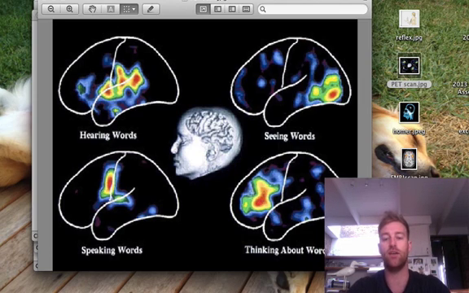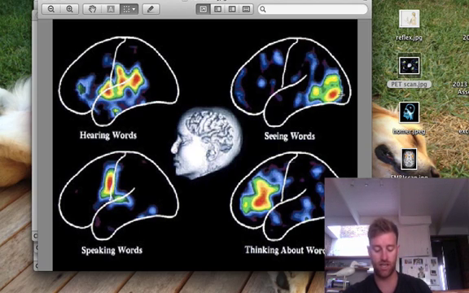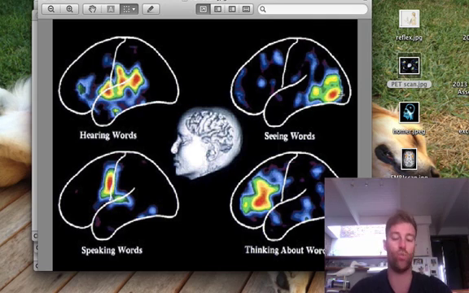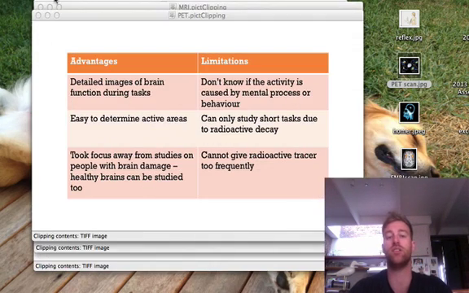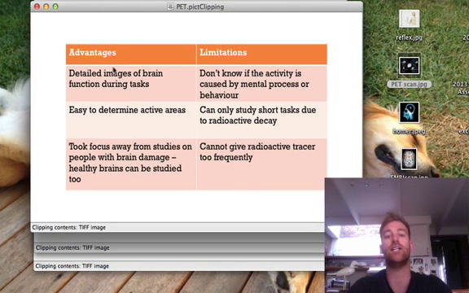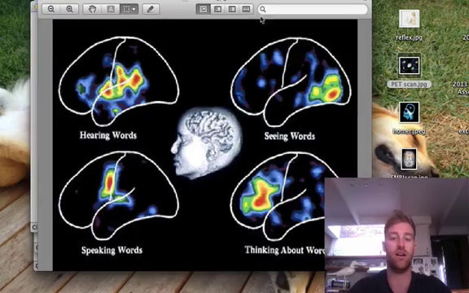Frontal lobe, okay, we're making lots of associations here when we're thinking about words and seeing the words, of course, in the occipital lobe at the back. So the advantage of this is you get to see which parts of the brain are working really hard. And this gave us a major insight into people's brains and what they were doing. And so what are the positives and the negatives of this? Well, you get detailed images of the brain and its functions, so you can see which parts are actually working nice and hard.